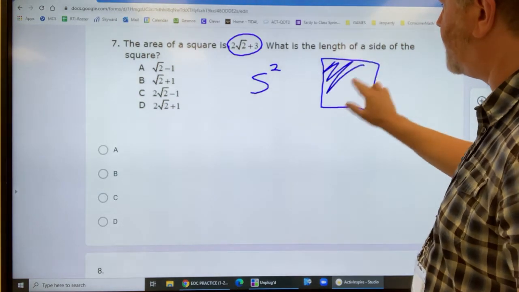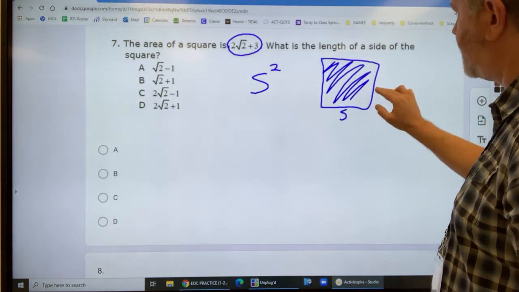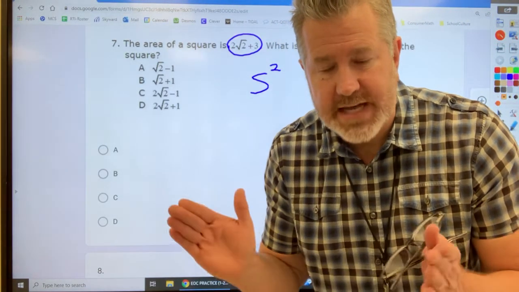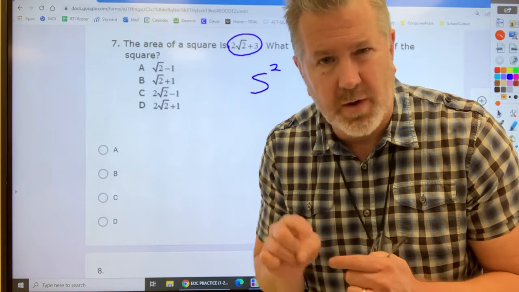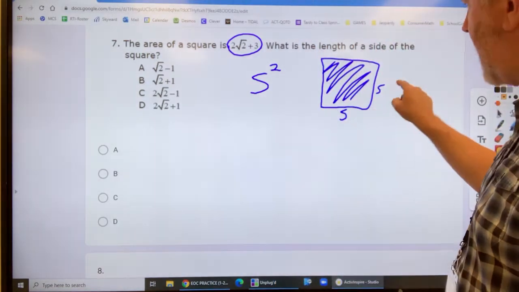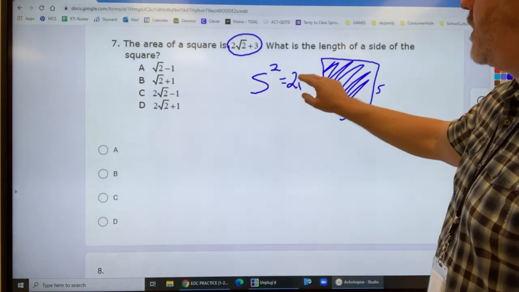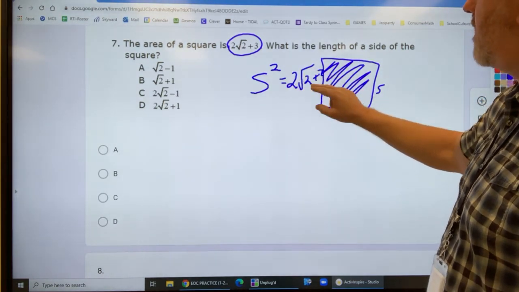Area is all this in here, but it's basically side times side. It's the same thing as length times width for a rectangle. It just happens to be a rectangle where all sides are equal. So side times side works the same as length times width. So side squared equals 2 root 2 plus 3.